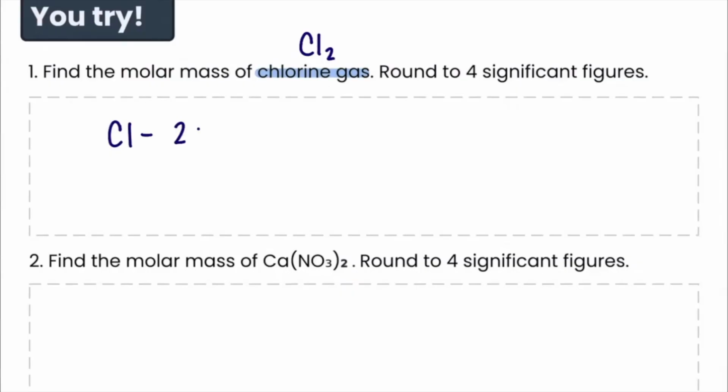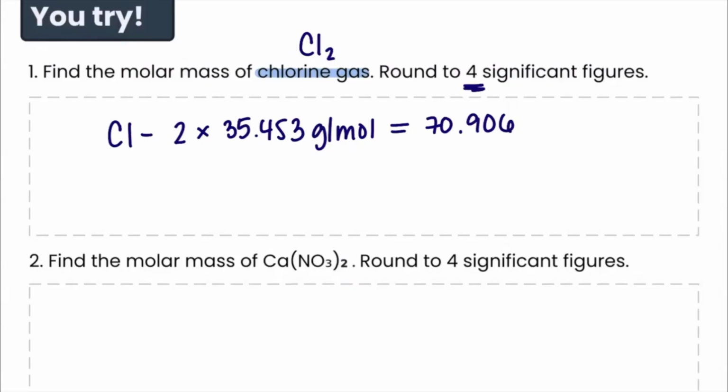So you have to multiply the atomic mass of chlorine by 2. So we take 35.453 grams per mole of chlorine times 2 chlorine atoms, and we get 70.906. Rounded to 4 significant figures, we get 70.91 grams per mole of Cl2.